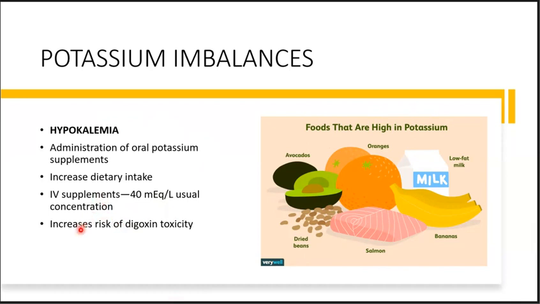Again, there's also an increased risk of digoxin toxicity. So you want to monitor this client, and also assess renal function prior to administration.